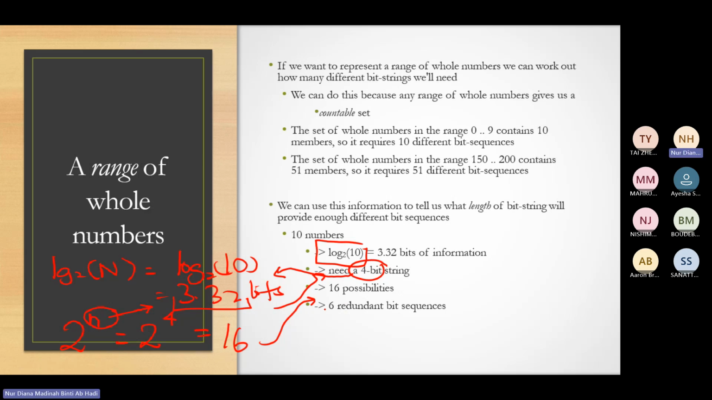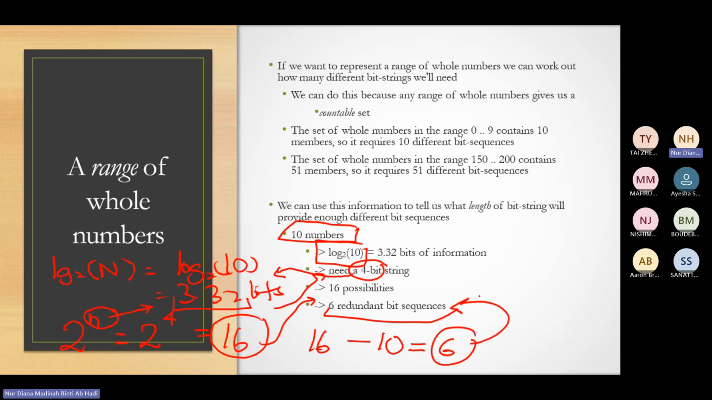How come you have 6 redundant bit sequences? It is because you only require 10 numbers but you have 16, so 16 minus 10 gives you 6. These 6 are your redundant bit sequences. It means that 6 of the 4-bit combinations would not be used because this is extra capacity. Usually we do not use this extra at all; we only use 10. So do you understand what is going on here?